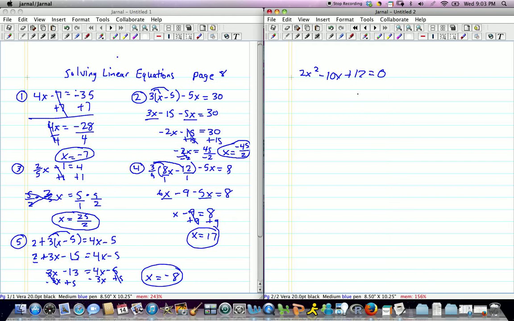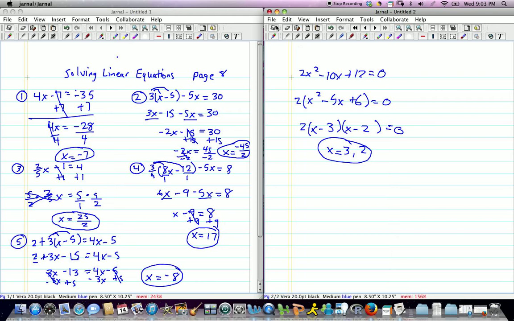Now I want to try to solve this. I notice that they each have a 2 in common, so I'm going to try to take the 2 out, which is my GCF. When I do that, I get x squared minus 5x plus 6 equals 0. And now I can solve this by factoring or the quadratic formula. I look for two numbers that multiply to give me 6, add to give me negative 5. I find those numbers to be negative 3 and negative 2. So then I know that my answers are the opposite signs. It's what makes this 0. So 3 minus 3 is 0, and 2 minus 2 is 0. So my answer is 3 and 2.